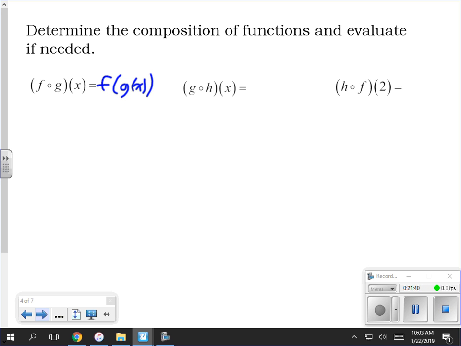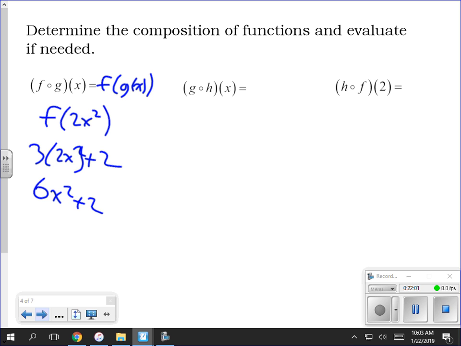That means I take G of X, stick it into F, which means I'm taking F of 2x squared, because what is G? It's 2x squared. Which means that I'm taking 3 times 2x squared and adding 2 to that. So I get 6x squared plus 2. That's my answer.